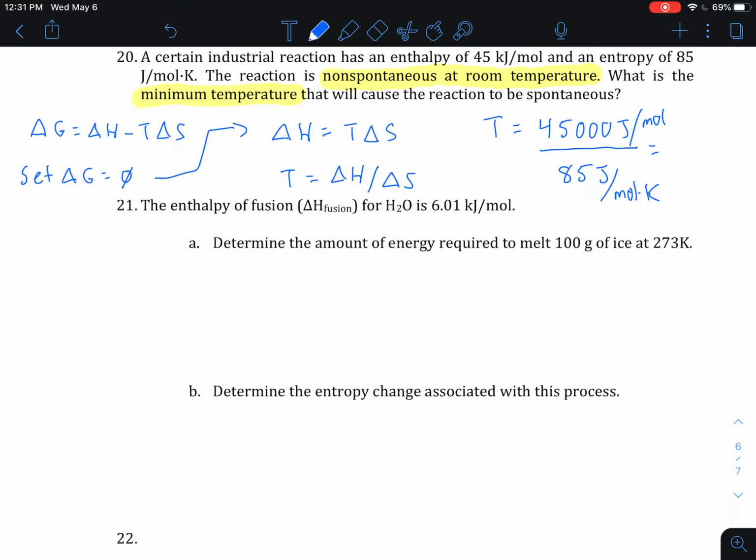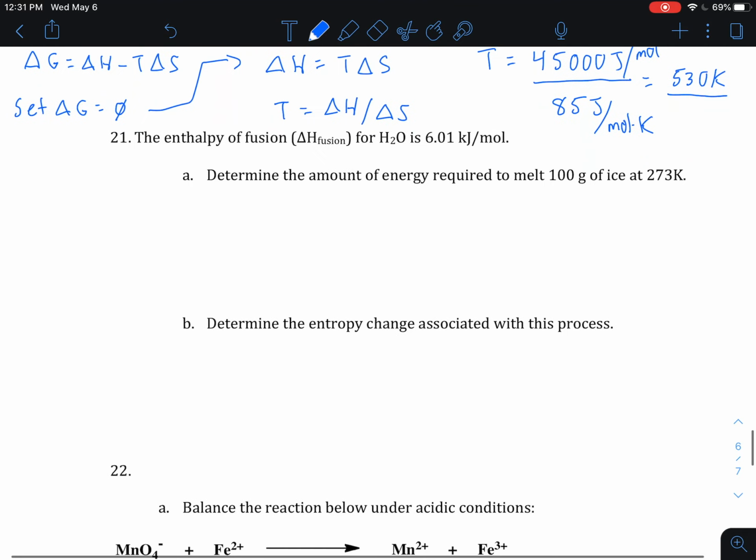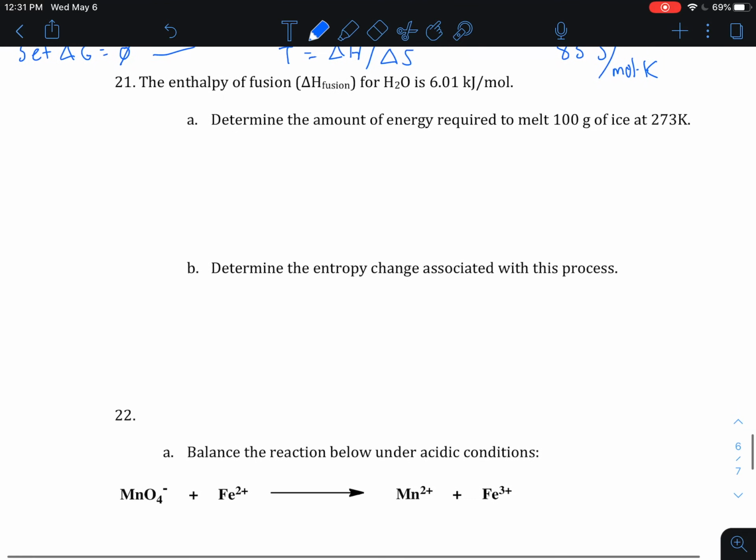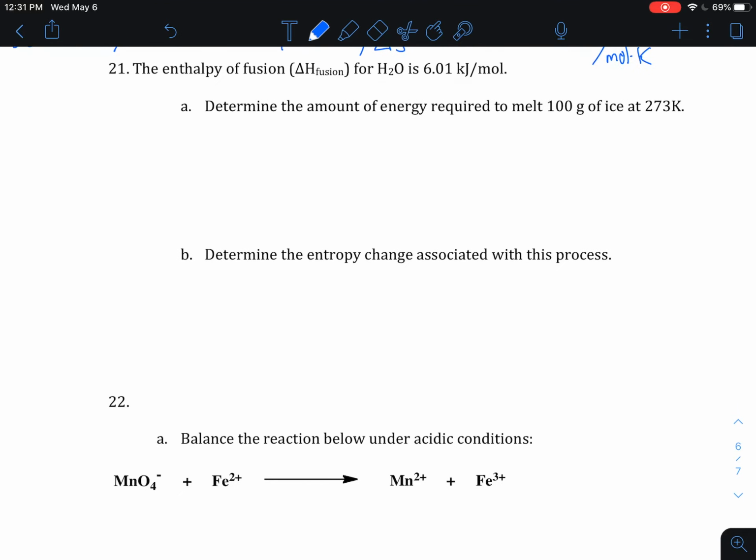Let me add that. And that'll give us a temperature. When we do that division with two significant figures, we should get 530 Kelvin as my answer. So that tells me that any temperature above 530 Kelvin will make this reaction spontaneous. That's what the question was asking us about. Okay, looks like one more thermodynamics one and then one voltaic cell problem.